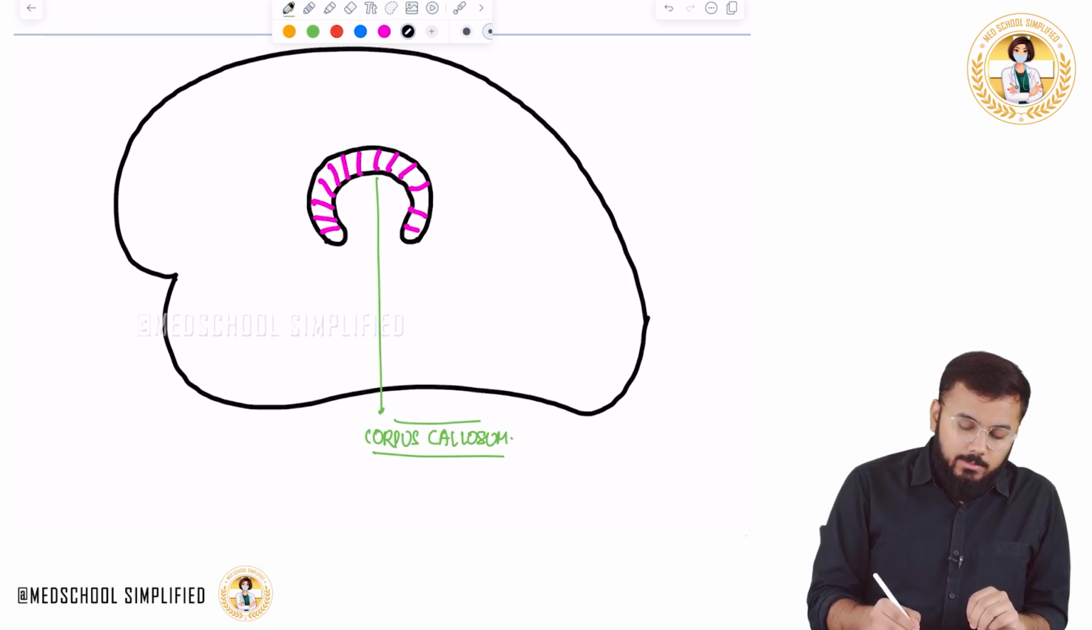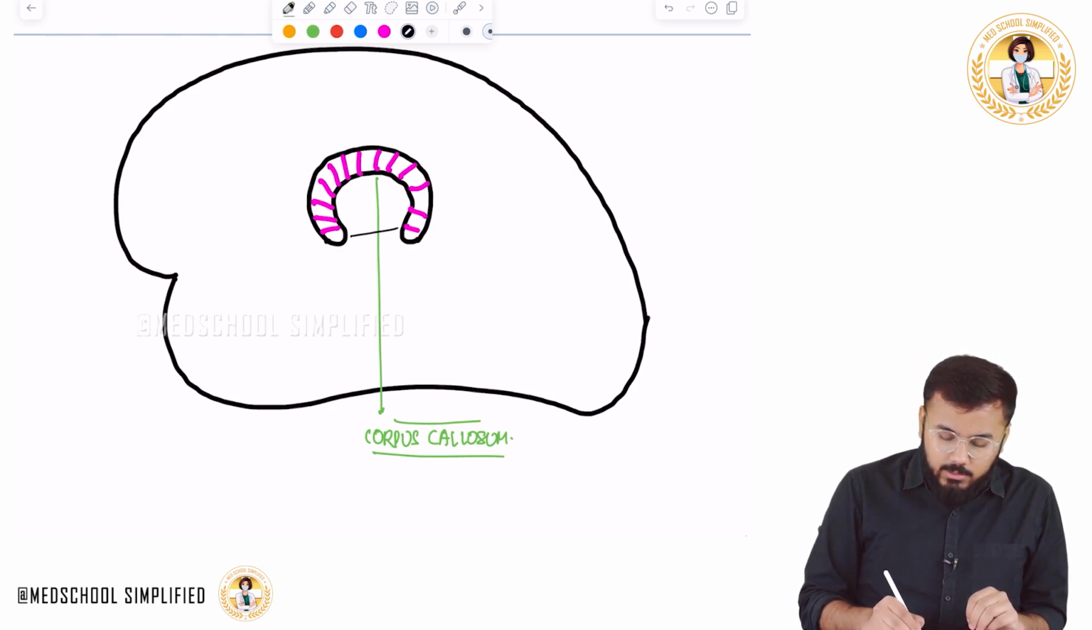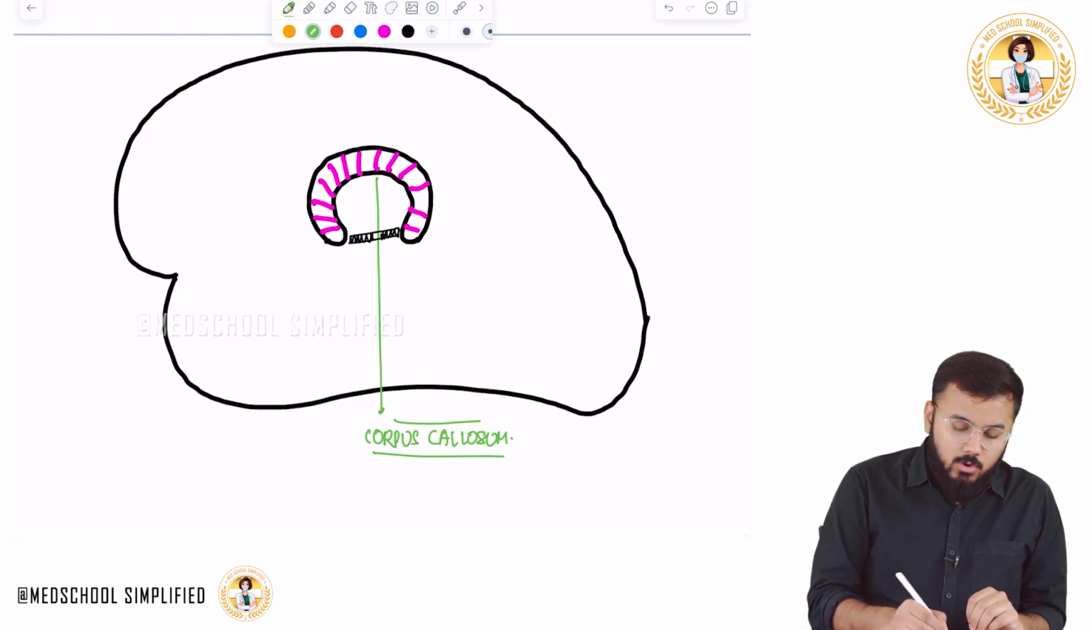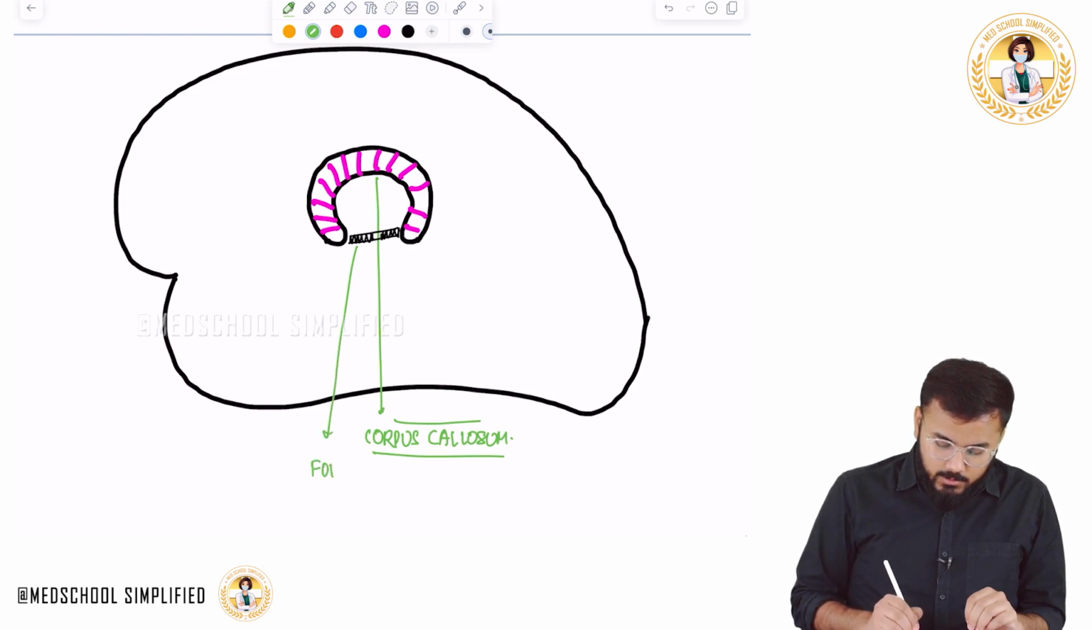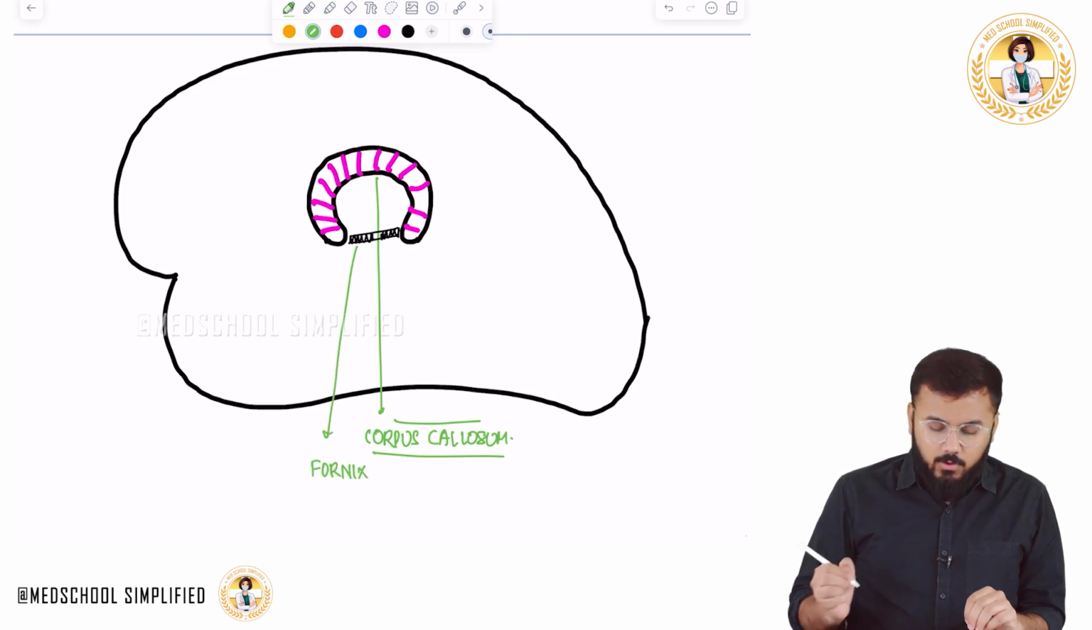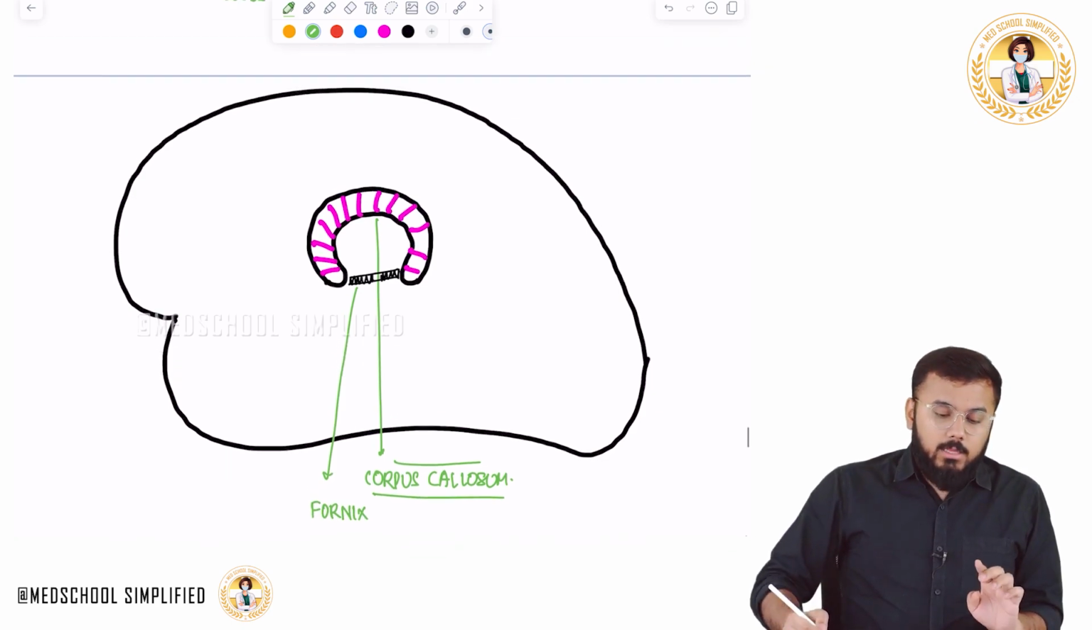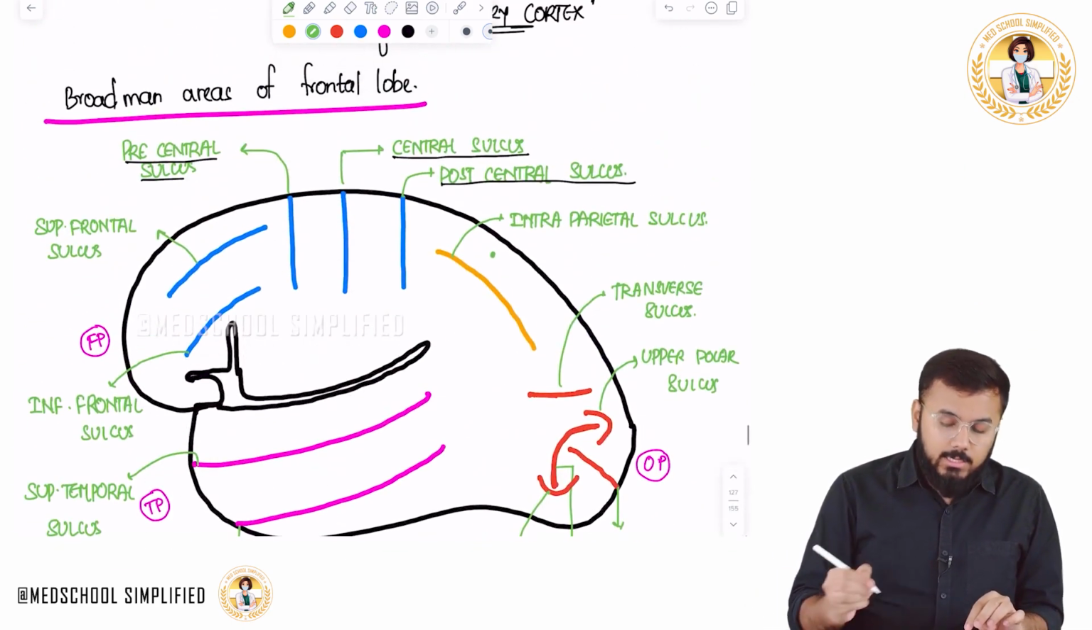Okay. And remember one more important thing, that just beneath this corpus callosum, you've got one more structure in this way, and this structure is called your fornix. This structure over here is called your fornix. Okay. Right.